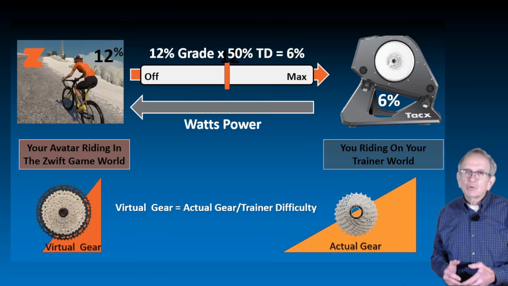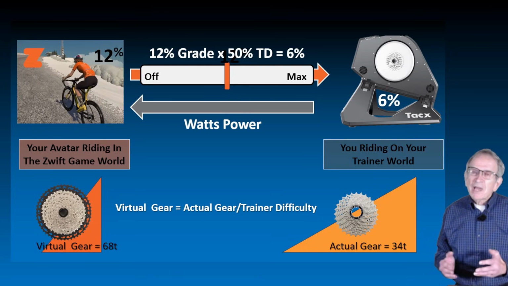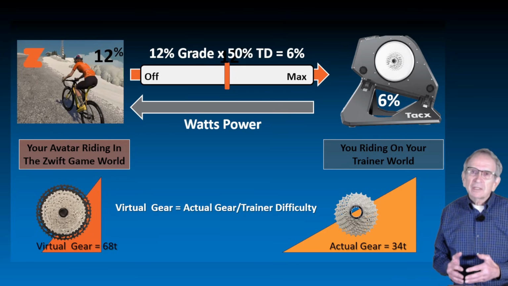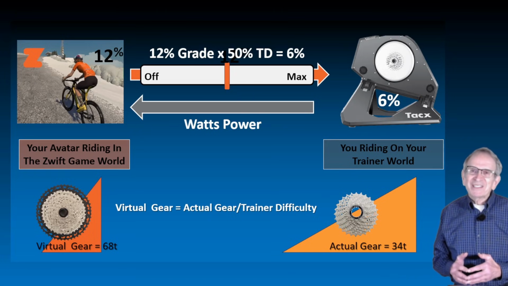So the virtual gear would be equal to the actual gear divided by the trainer difficulty. For example, if the gear that you were using on your trainer bike was 34 teeth, then with the trainer difficulty set at 50%, the virtual gear that your avatar would be using would be 68 teeth.